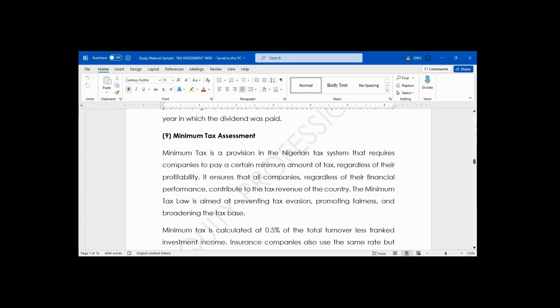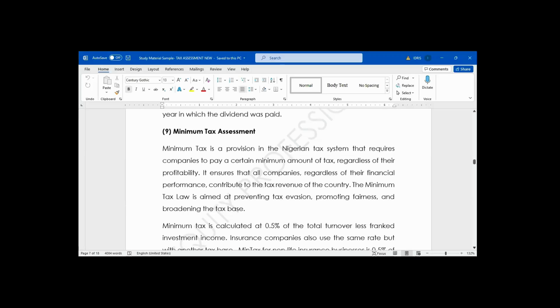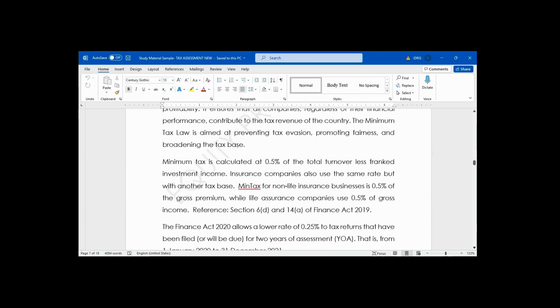What is the rate of minimum tax? The rate of minimum tax is 0.5% of turnover, less franked investment income. That is the rate of minimum tax. That means in any year that a company declares loss, they will be assessed to tax based on minimum tax.